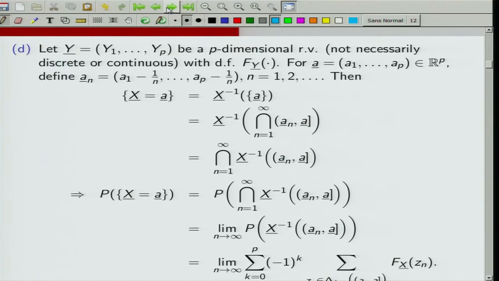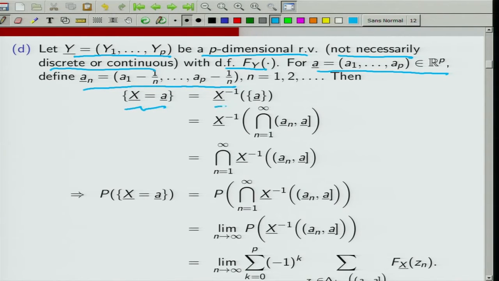Now, let us see another remark. Suppose you have Y = (Y1, Y2, ..., Yp) be a p dimensional random variable. For the time being I am not assuming that it is discrete or continuous, it is an arbitrary random variable, and suppose it has distribution function F, and suppose a = (a1, a2, ..., ap) is a fixed point in R^p. I define a_n as (a1 minus 1/n, ..., ap minus 1/n) for n equal to 1, 2 and so on. Then the event X equal to a is the same as X inverse of {a}, that means the collection of all those omega belonging to Omega such that X(omega) is the same as a.